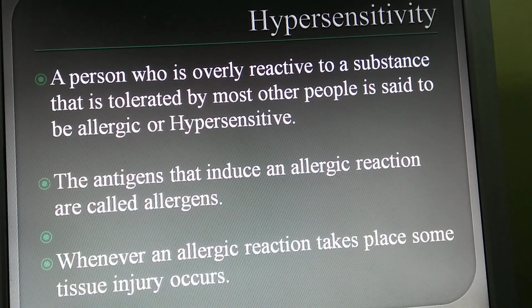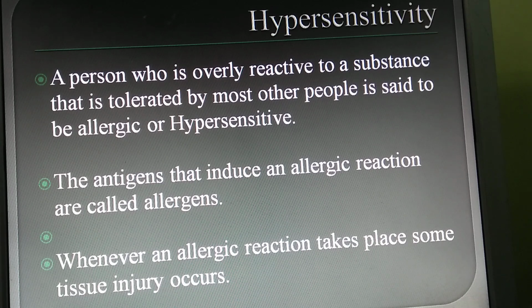Let us come to the next point, hypersensitivity. A person who is overly reactive to a substance that is tolerated by most other people is said to be allergic or hypersensitive. The antigens that induce allergic reactions are called allergens. That means the immune system does not work only during infection.